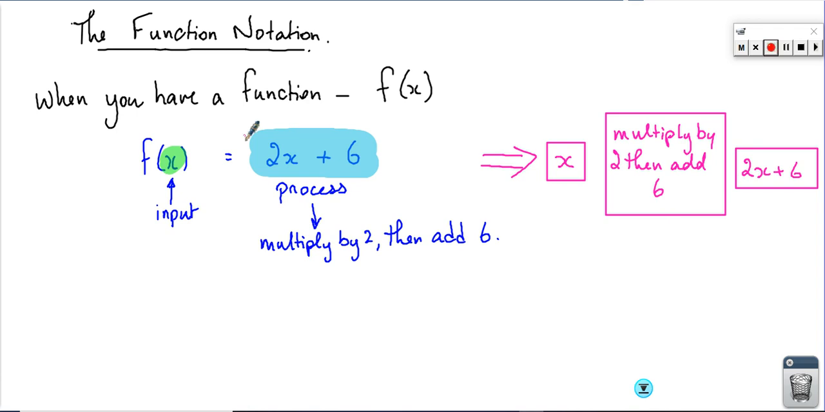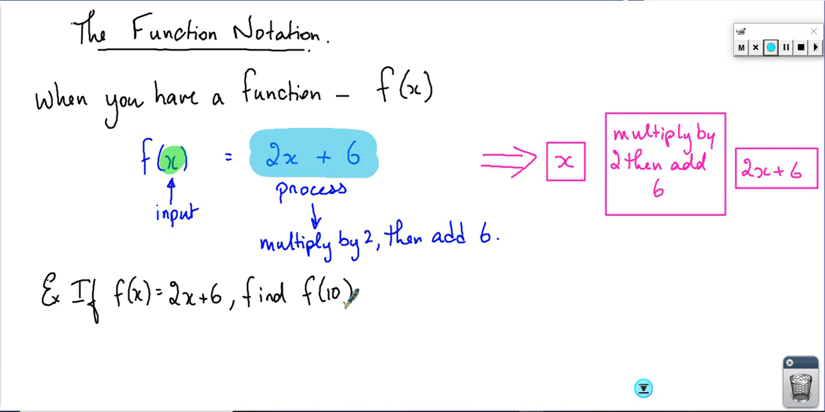So how are we going to use now this function? We're going to see some examples. So let's say that if the function is equal to 2x plus 6, find f(10). What's happening here? Here I am giving you the input, all right? The input is 10. So f(10) would be 2 times 10 plus 6. That gives a result of 26. Okay? Let's see some further examples.